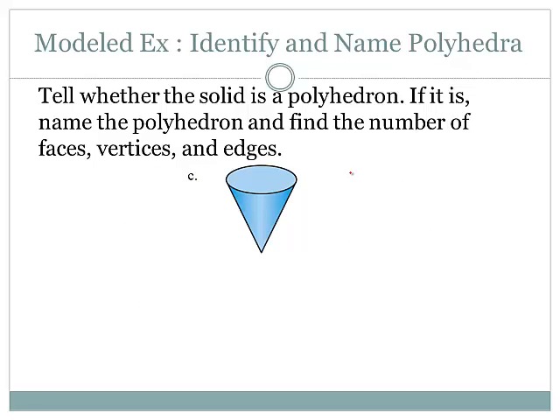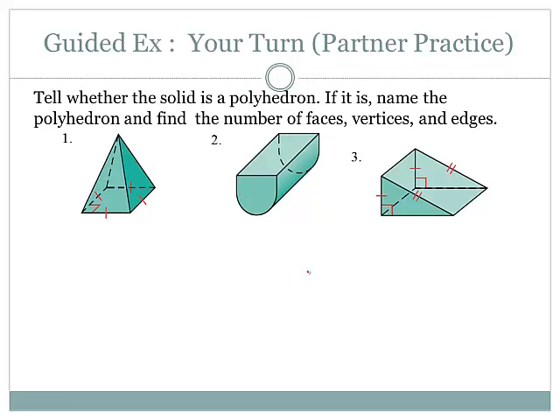Finally, it says, tell whether the solid is a polyhedron. If it is a polyhedron, name it, and then find the number of faces, vertices, and edges. So for C, we know this is not a polyhedron. It is not covered in polygons. What we have is a cone here. Since it's curved and it has a circle, we know that this is not a polyhedron. Okay, and for this, it says, tell whether the solid is a polyhedron. If it is, name the polyhedron and find the number of faces, vertices, and edges. I'd like you to pause the video and try the 3 of these on your own.